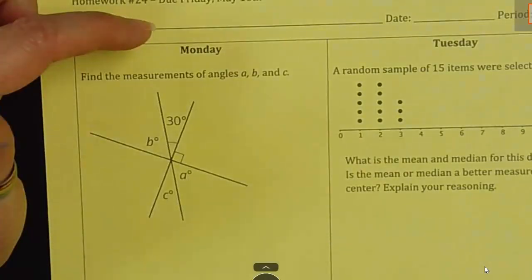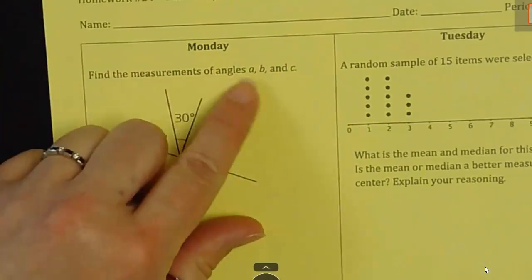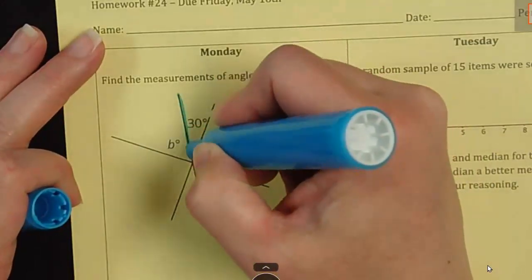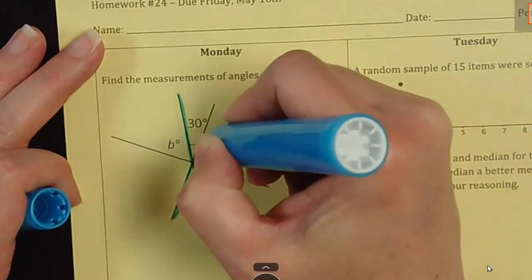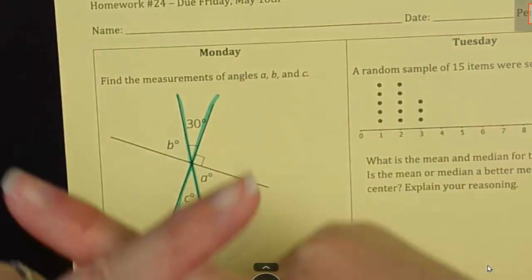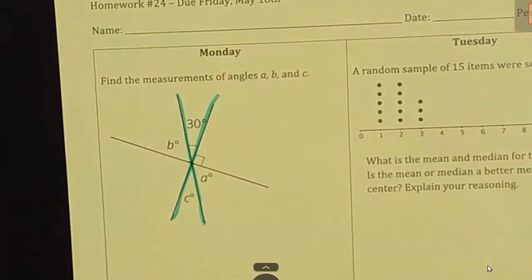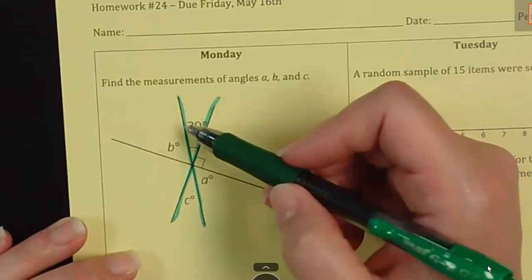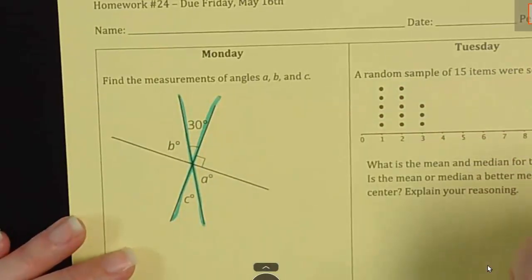Let's dive right in. Monday says, find the measurements of angle A, B, and C. So the things we learned in class were complementary, supplementary, and vertical angles. That should help us solve this. So I'm going to start identifying some lines here. And remember, like we talked about in class, those of you that just used your hand, those are vertical angles, right? And so we would know that vertical angles are equal. So you should be able to find C because those are vertical angles.